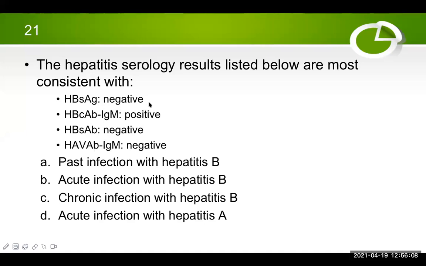So according to this, which one do you choose? Is it past infection with hepatitis B? Is it acute infection with hepatitis B? Is it chronic infection with hepatitis B? Or is it acute infection with hepatitis A? Just analyze and tell me.